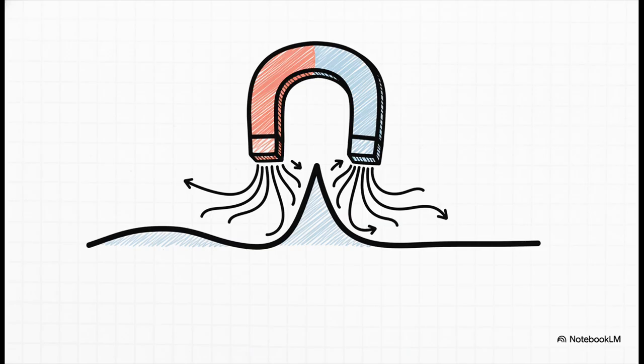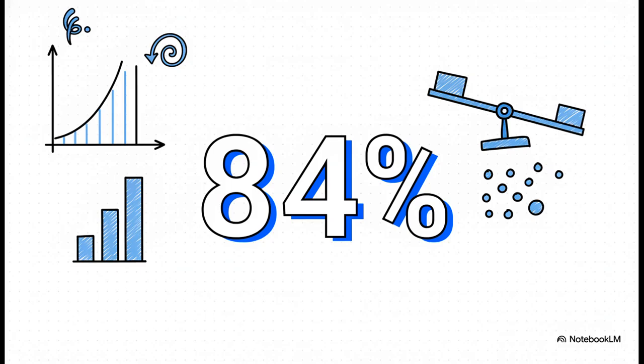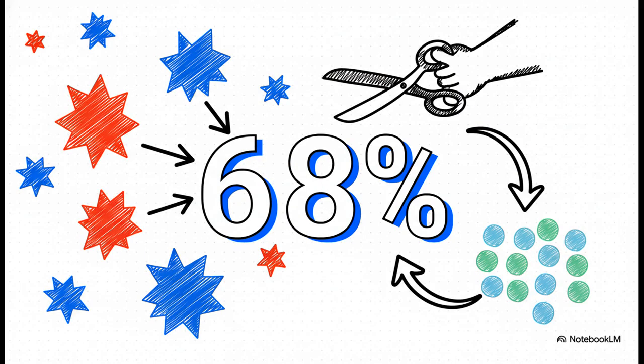It can literally drag the entire result so far off course that the final number doesn't reflect the reality for almost anybody else in the dataset. Let's make this real. The Gini index is a super common tool for measuring inequality. When you calculate it on one particular dataset, it spits out a result of 84%, which is a shocking level of inequality. But is that the whole story? Well, watch what happens next.